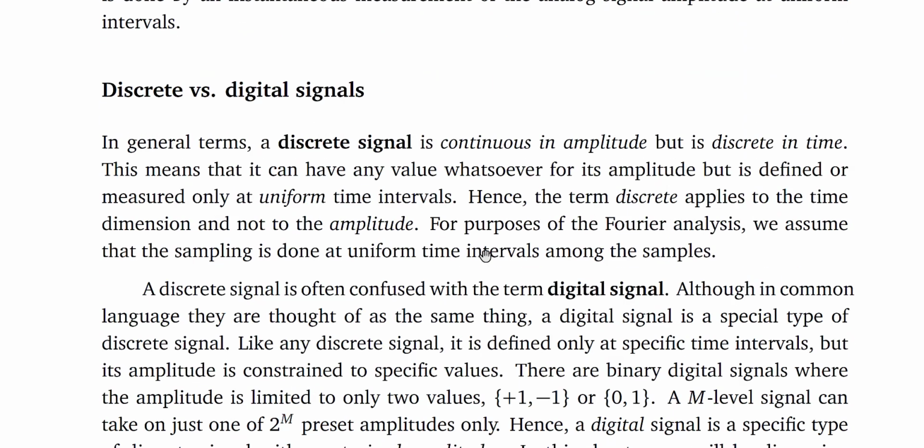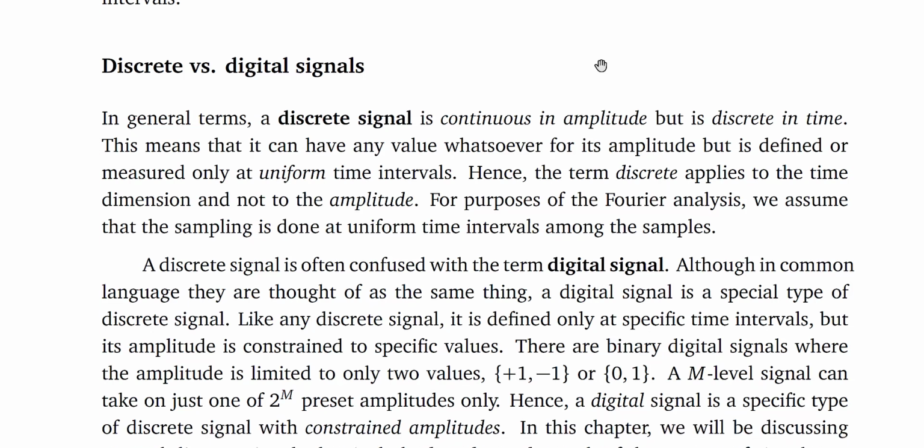Okay. So what is a discrete signal? A discrete signal is continuous in amplitude, but is discrete in time. In other words, the amplitude can be anything, but the times at which the signal is measured is uniform in nature. For example, let's say every second we measure something. So the x-axis is uniform and discrete, and the y-axis is continuous or can be continuous.